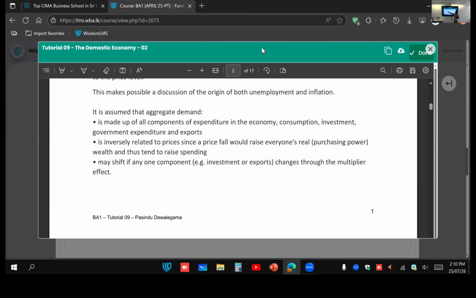It is assumed that aggregate demand is made up of all the components of expenditure in the economy. What is included under aggregate demand is inversely related to prices, since a price fall would raise everyone's real purchasing power and wealth, and thus tend to raise spending. So what will happen if the price of the national output declines? Imagine the national price level of outputs declines. What will happen?